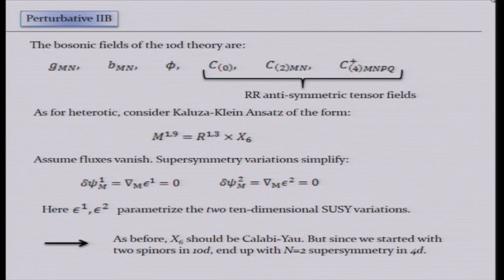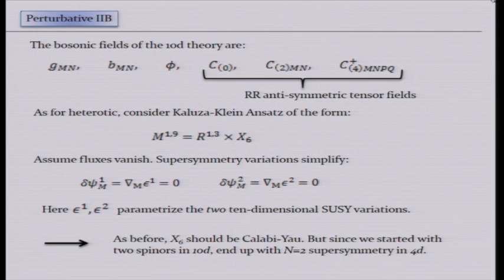And okay, so again, the 10-dimensional supersymmetry transformations simplify if we set all the fluxes to 0. We now have two gravitinos, and the supersymmetry transformations are: the first gravitino goes like the covariant derivative of epsilon 1, and the second gravitino goes like the covariant derivative of epsilon 2. Okay. So these are exactly the same equations that we encountered in the heterotic string. So you can solve either one of them, it's equivalent. You do exactly the same thing as we did before, and you find that X6 has to have a covariantly constant spinor, therefore it must be Calabi-Yau.